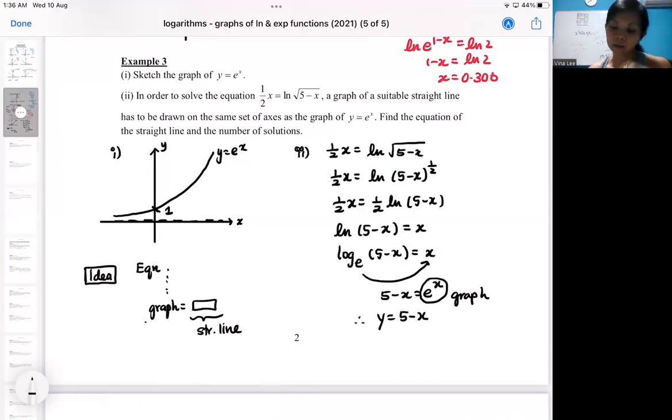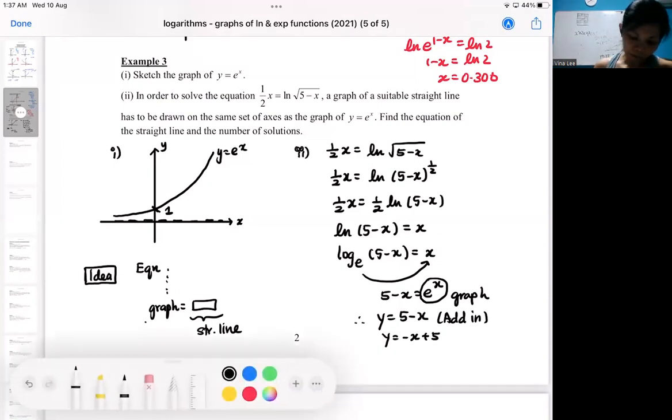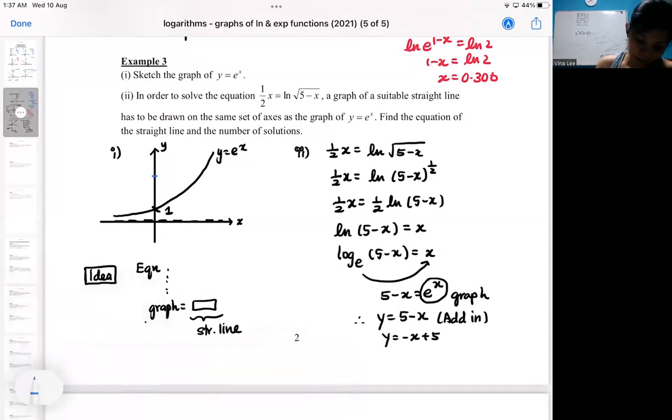So I will need to add in this line, and I got to find how many solutions there are. So again, when you're going to add in a straight line, we know that it's a straight line and it is a negative gradient. So can you see that there is a negative gradient? You should be questioning, so what's the x-intercept, what's the y-intercept? You go and find the x-intercept, y-intercept, you should get something like 5 and 5. So this should be the straight line.